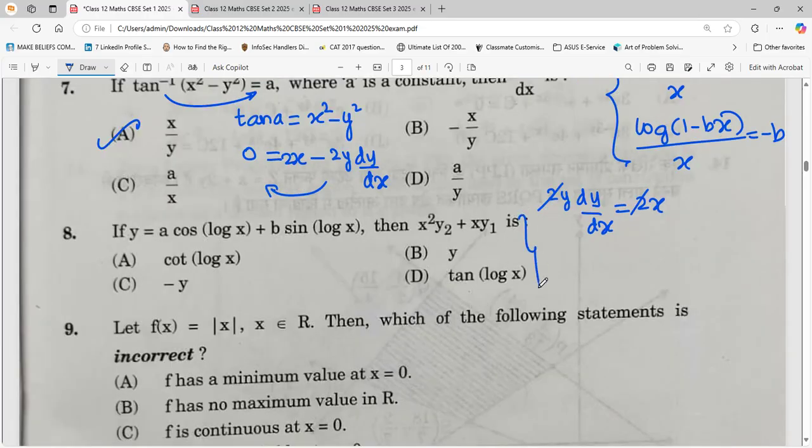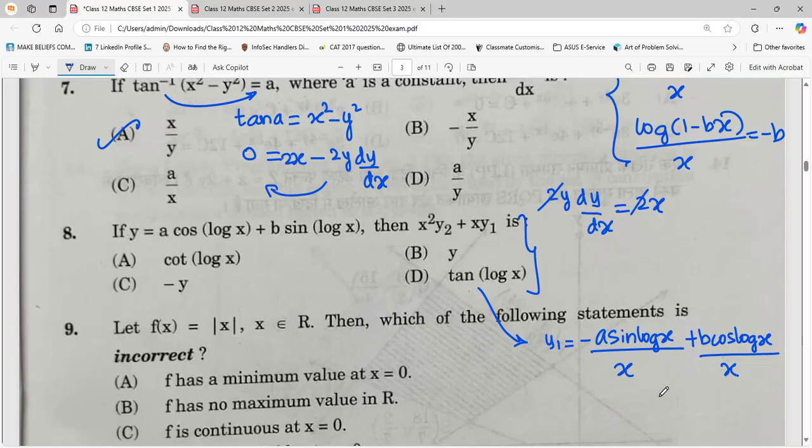For question 8, if y is equal to a cos log x plus b sin log x, so y1 is going to be minus a sin log x divided by x plus b cos log x, and if you differentiate the inner function, it becomes 1 by x. So this is y1. Or you can take x to the left hand side, it becomes xy1 is equal to minus a sin log x plus b cos log x.